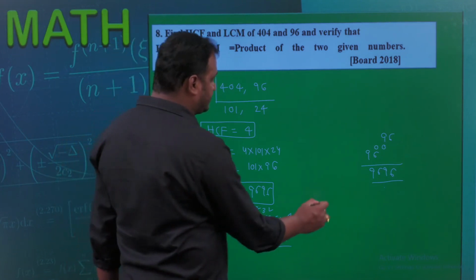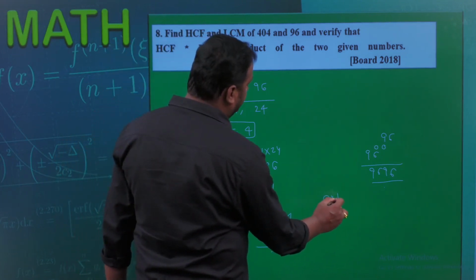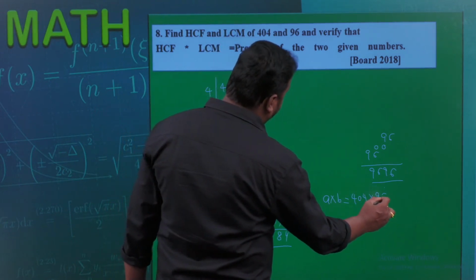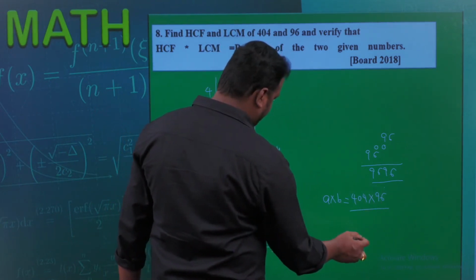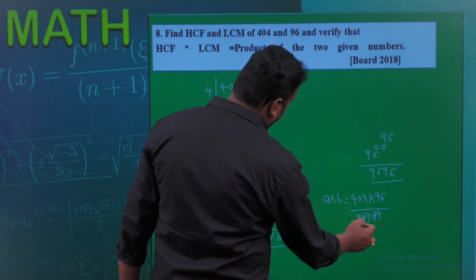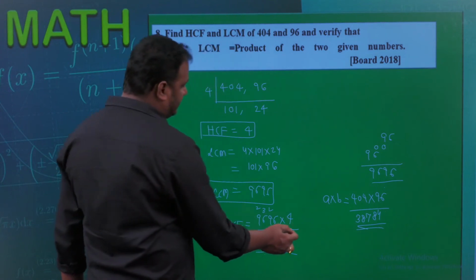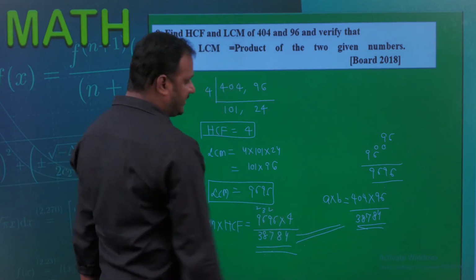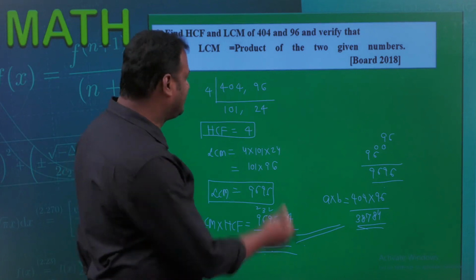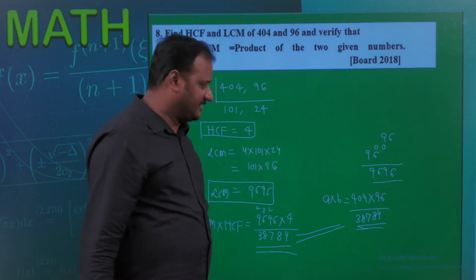Now what is the product of the two numbers? That is A into B, equal to 404 multiplied by 96. So it is also going to be 38784. Therefore, LCM into HCF is equal to the product of the two numbers. It's pretty easy because this is simple multiplication.